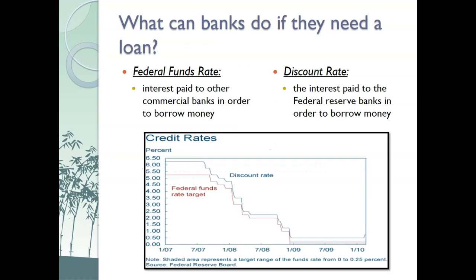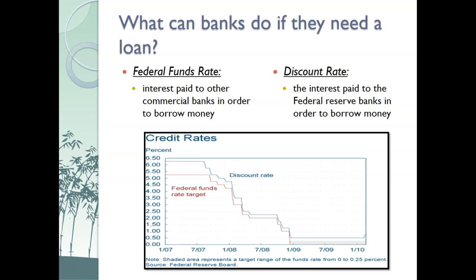So first off, the federal funds rate and the discount rate. We've talked about the Federal Reserve decreasing interest rates. Well, what are they actually? There are two that we talked about. The federal funds rate is the interest paid to other commercial banks in order to borrow money. If a bank doesn't meet the reserve requirement, one option is to borrow money. They can borrow from one of two places. Another commercial bank, and the interest they pay on that loan is called the federal funds rate. If the commercial bank borrows money from the Federal Reserve Bank itself, that is a loan, usually a short-term loan, and the interest rate is referred to as the discount rate.